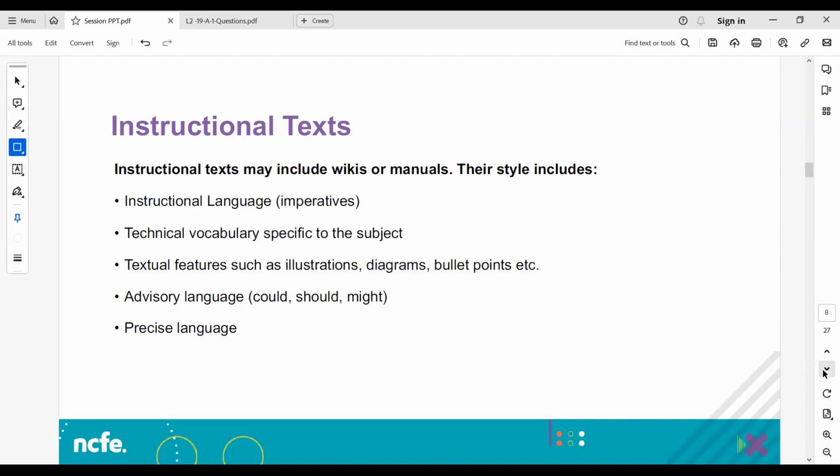There may be some advisory language. So going back to a recipe, there might be different options of things that you could add. Some salt, you could add some chili. So sometimes, as well as those imperatives, you might have some options as well. And precise language. So to achieve the desired outcome of these instructions, the language needs to be precise so that someone can follow them.